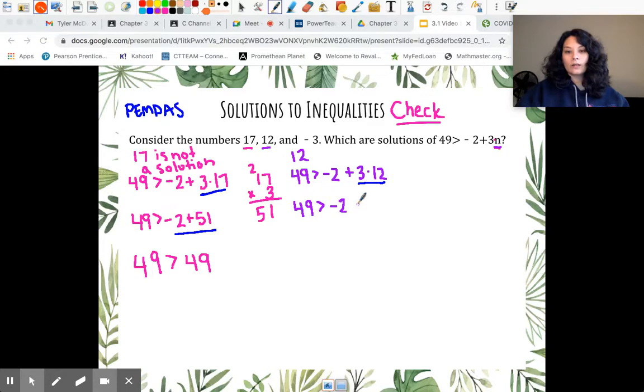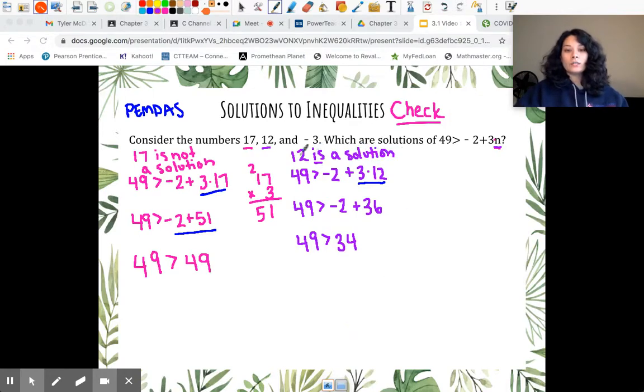I'm going to bring down everything else that I haven't done anything with yet, paying careful attention not to change that to an equal sign. And then I'm going to do negative 2 plus 36. Signs are different. I take their difference and get a positive 34. So again, just because both sides of my inequality do not have the same number does not immediately make this not a solution. We have to read what the inequality says. This says 49 is greater than 34. Well, that's true. So 12 is a solution.